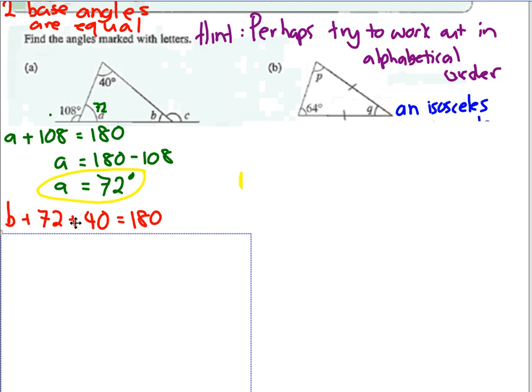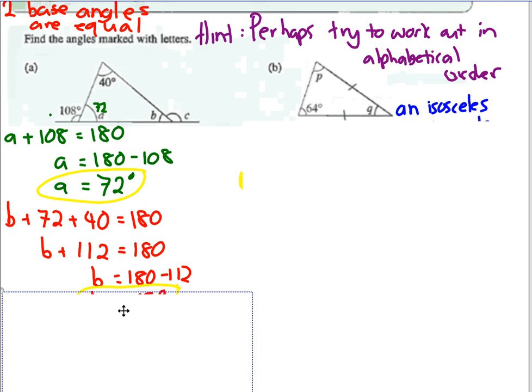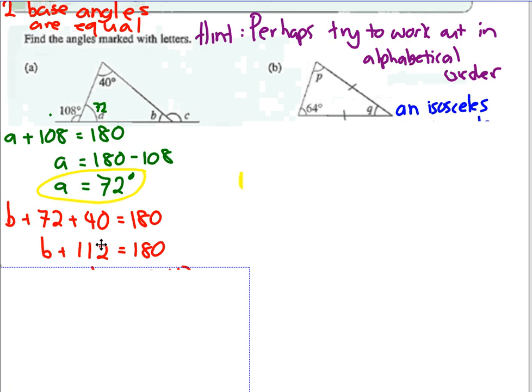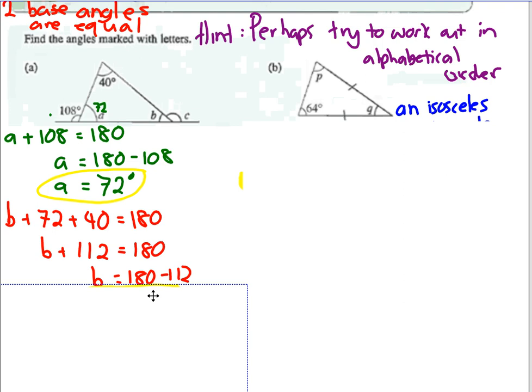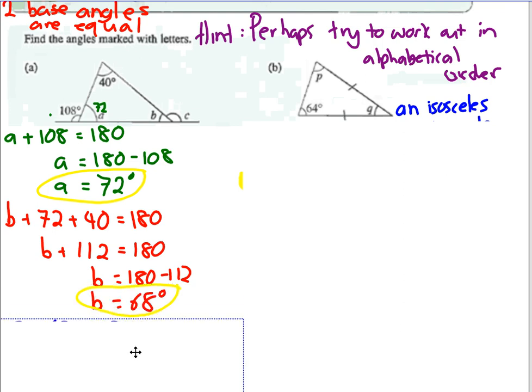Next step might be to collect like terms here. You could do that. Collect your like terms. 72 plus 40 is 112. So you've still got an equation. You've still got your B here, and you've got your 180 there, and your equal sign. And then what would you do to deal with 112? That's right, you would subtract 112 from both sides. See it's still a balanced equation, and then work out the answer. The answer is 68 degrees. So again, it might help a lot if you then write that in. That might give you inspiration for how to work out the next part of the question.